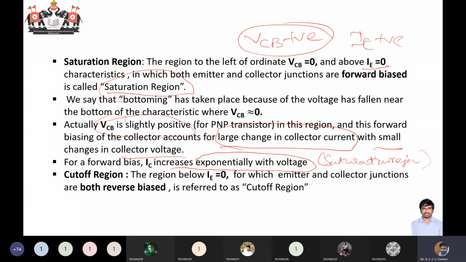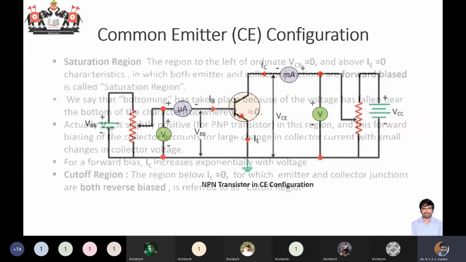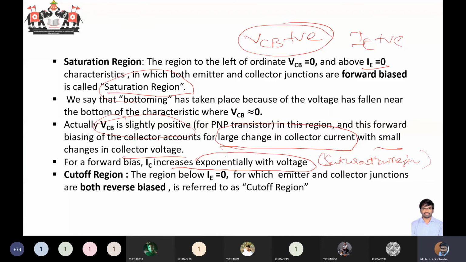The region below I equal to 0, that is when both emitter and collector junctions are reverse biased, is called the cutoff region. Coming to the applications, the cutoff region is used when the transistor should act like an open circuit or open switch. The saturation region is used when the transistor should act like a closed switch. The active region is used when the transistor should act like an amplifier.